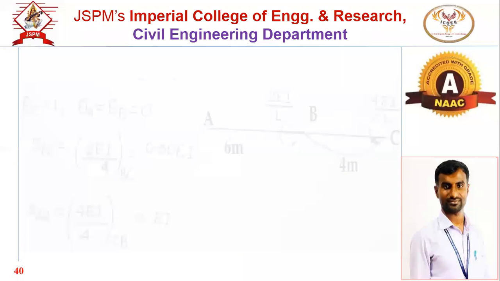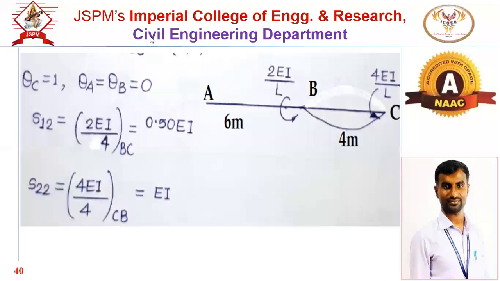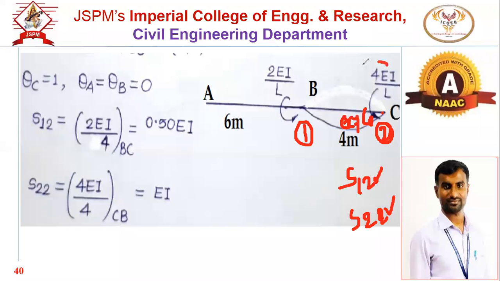Now next, give the unit rotation for theta C. Now we have to give the unit rotation for the second node. We took the first node, now the second node. If you give the rotation at the second, we get S12 and S22, the stiffness at 1 and 2 due to the rotation at 2. See, at the second point, point 2, there is rotation. And we know that at a point where we have given the unit rotation, here theta C equal to 1, movement will be generated, and that movement is 4EI/L, and half of that movement will be transferred to the adjacent node point. That will be twice of EI/L.